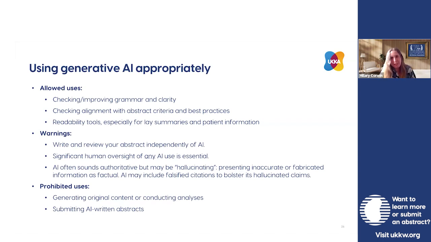As I alluded to a moment ago, AI can be hallucinating, which is presenting inaccurate or fabricated information as factual. Even if you ask it to produce citations, the citations can be falsified. It can give you links to things that don't exist. It can say things that are in those links that aren't there. And it does all of these things to kind of bolster these hallucinated claims. Do not use AI to think for you. Don't use it to pull together a literature review or engage in any way with that kind of thing.